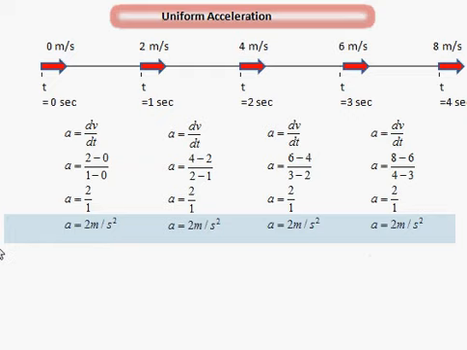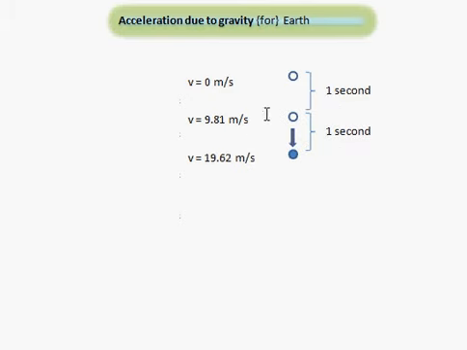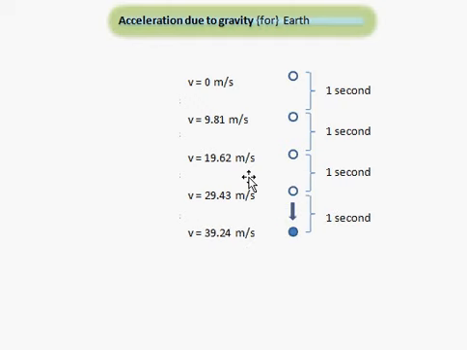Let us see a practical example for this case: acceleration due to gravity for Earth. Just imagine you are dropping a ball from a mountain or from the top of a tower. Initially, let that particle have a velocity of 0 meters per second. In 1 second, it acquires a velocity of 9.81 meters per second. In the next second, it acquires a velocity of 19.62. In the next second, 29.43. In the next second, the velocity goes to 39.24, and it goes on like this.